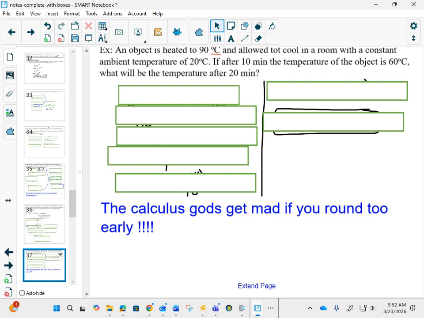So an object is heated to 90 degrees and allowed to cool in a room with a constant ambient temperature of 20 degrees. After 10 minutes, the temperature of the object is 60 degrees. What will the temperature be in 20 minutes? So what do we know? This is from our previous question, the formula that we got.